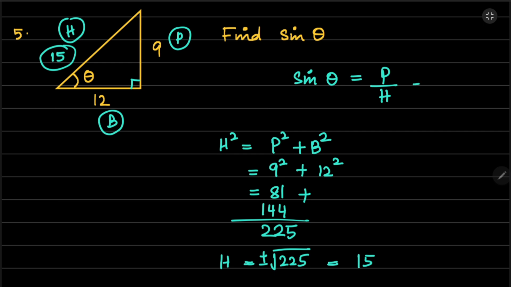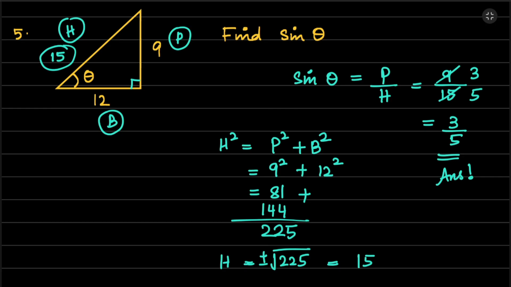Okay, now we will calculate what sine theta is. P is nothing but your 9. And what is your hypotenuse? 15. Okay, I can cancel it. So 3 3s are 9, 3 5s are 15. So the answer is 3 by 5. You can take the simplest form. Right? Okay. I hope you are able to understand this.